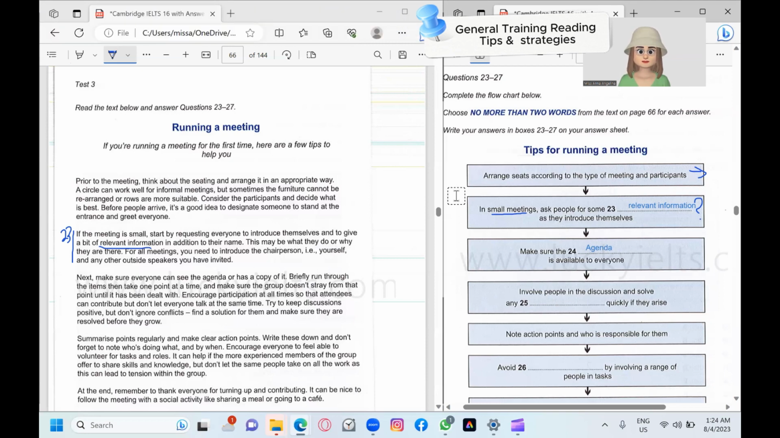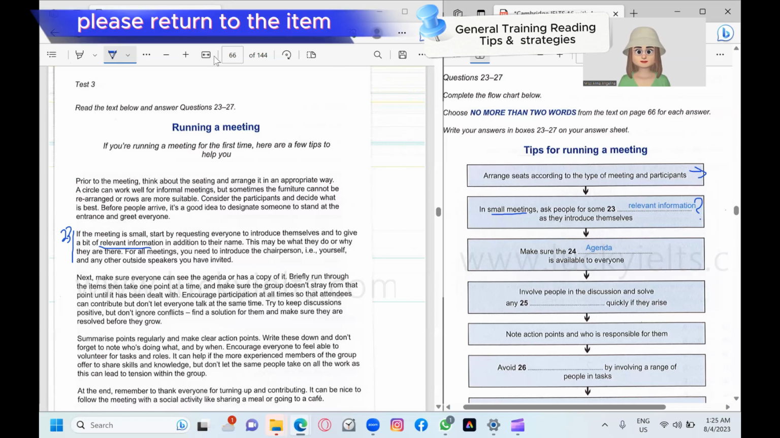Okay. Briefly run through the agenda, then take one point at a time and make sure the group doesn't stray from that point until it has been dealt with. Encourage participation at all times so all attendees can contribute, but don't let everyone talk at the same time. Try to keep discussion positive, but don't ignore conflicts. Involve people in the discussion and solve any blank quickly if they arise.